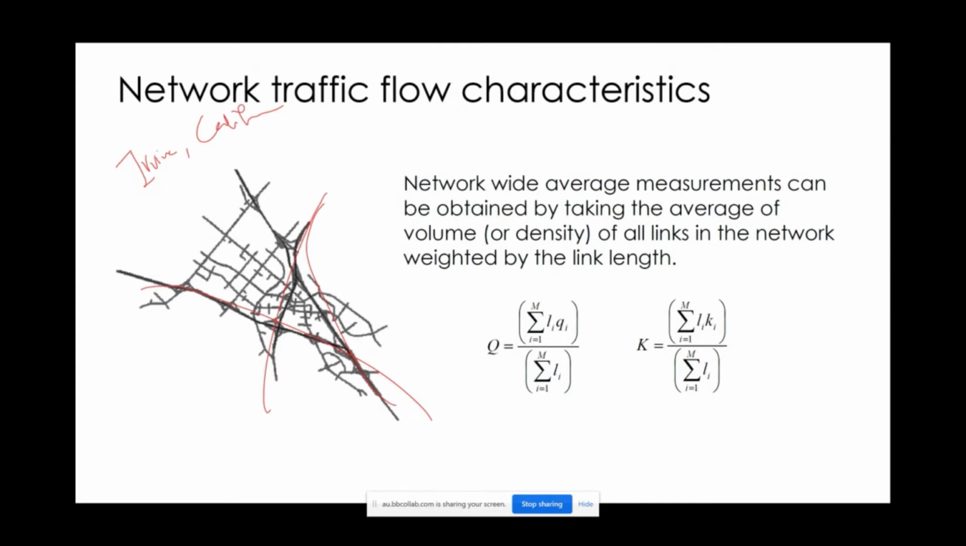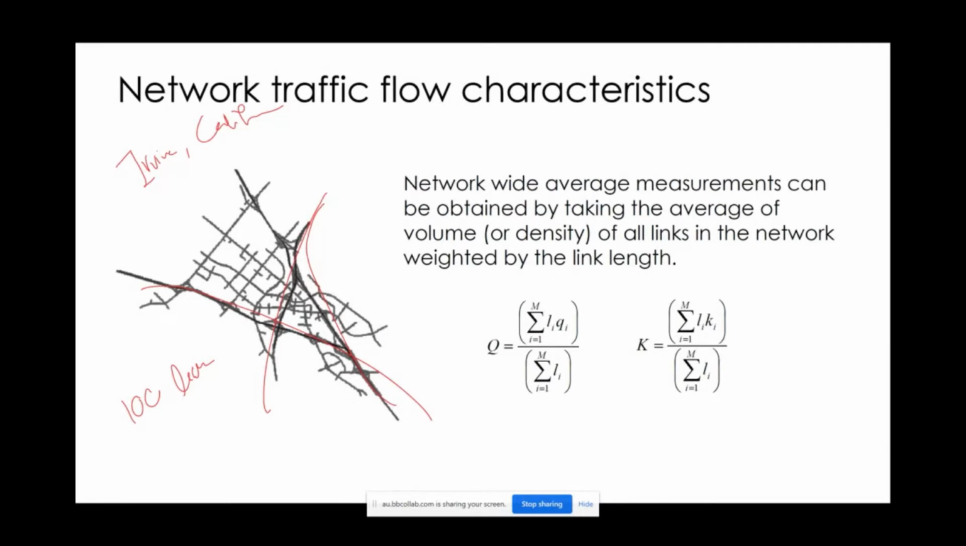One easy way of calculating average flow and average density is to take the weighted average of flow across all the links, weighted by the length of the link. So here, look, imagine we have 100 links. Some of the links are 1 kilometer, some of the links are 2 kilometers. And we have the flow on each individual link. If we take the average of all these flows across all these links, weighted by their length, then that could give us the average network-wide flow.